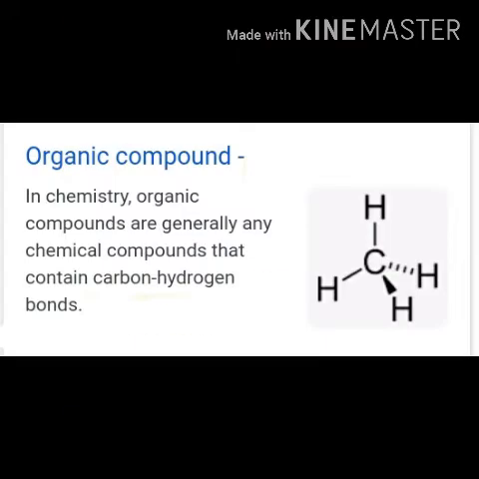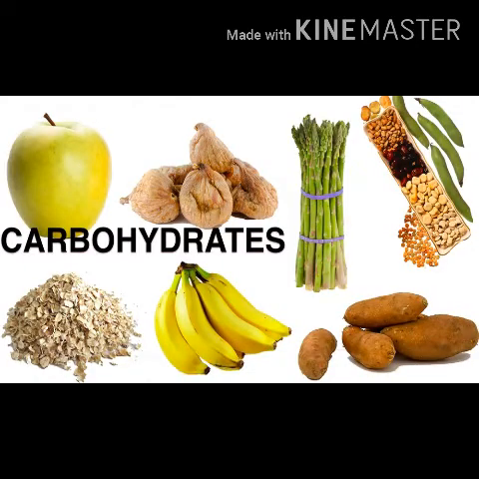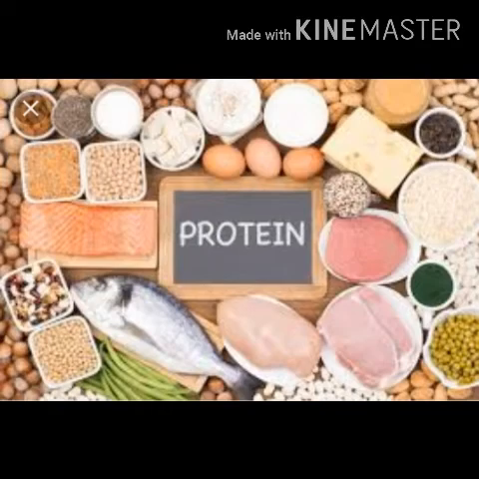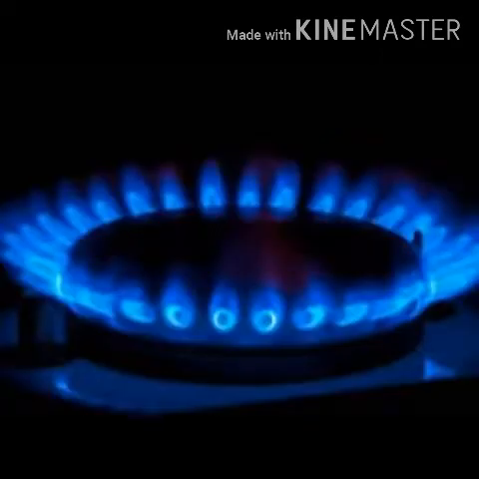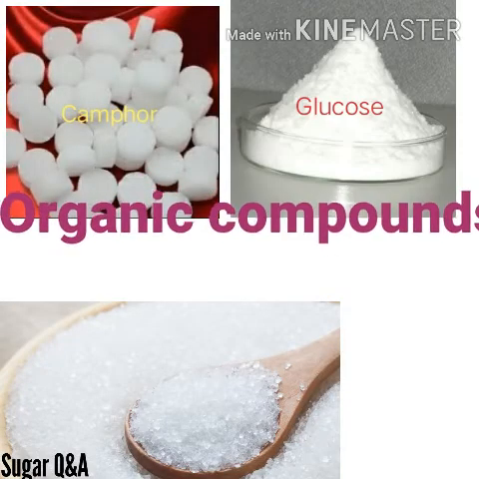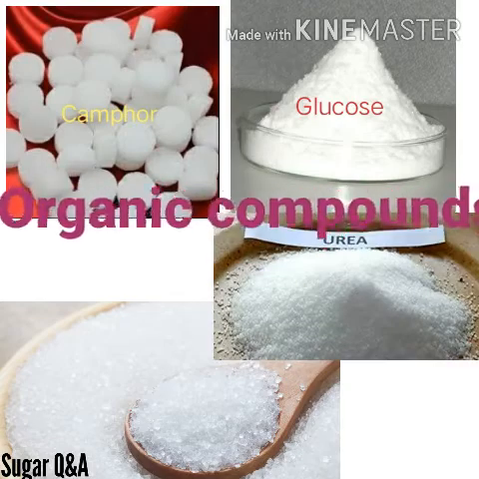Organic compounds are chemical compounds that contain carbon-hydrogen bonds. Organic compounds are obtained from living organisms. For example, materials like carbohydrates, proteins, and hydrocarbons like petrol, cooking gas, etc. are made of organic compounds. The camphor, sugar, glucose and urea used in the above activity are organic compounds.